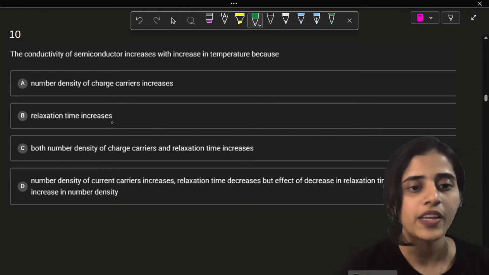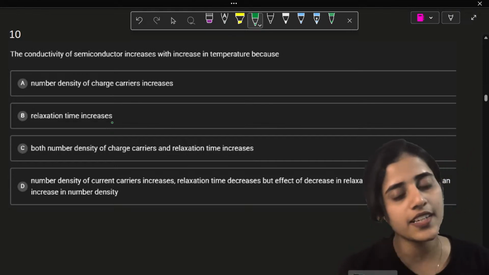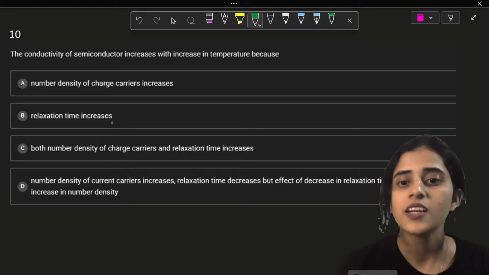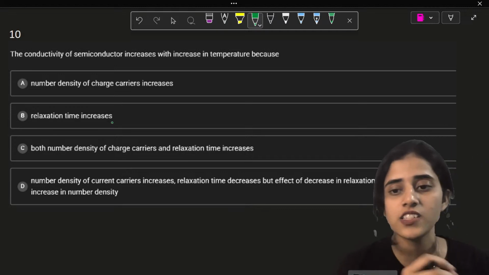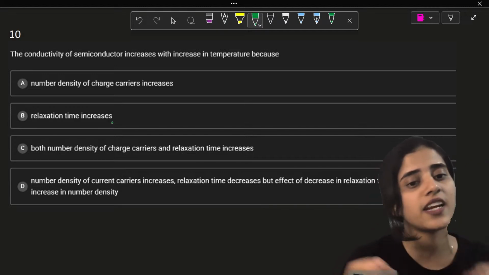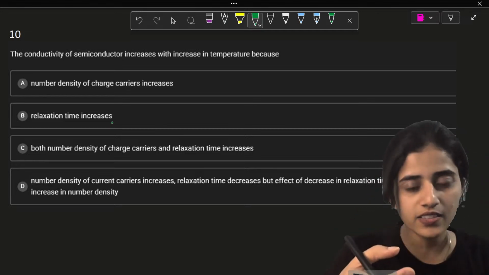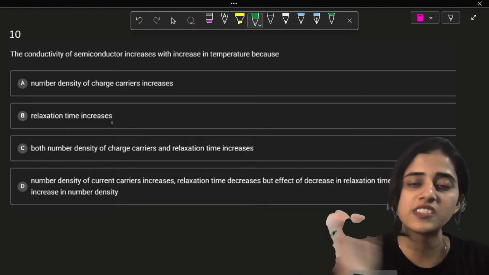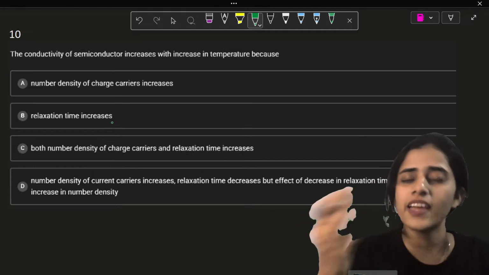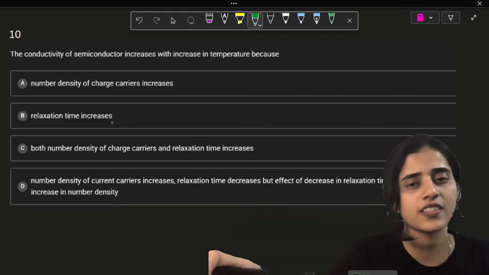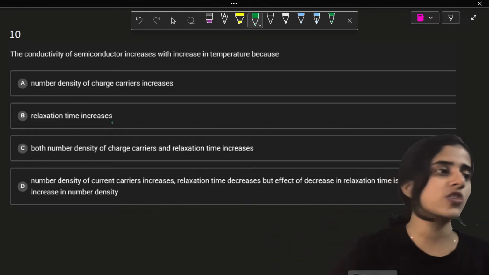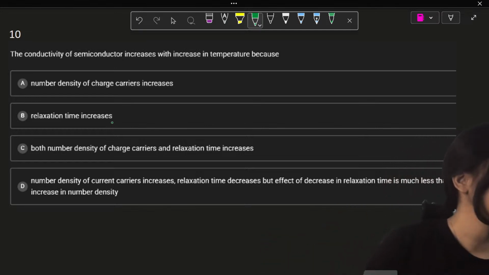Now option D, number density of charge carriers increases, relaxation time decreases, but effect of decrease in relaxation time is much less than increase in number density. Which means more charges are there, but relaxation time is less. That means they collide into each other more. Their collision actually does not affect. It is mainly the number density. That's what option D says.